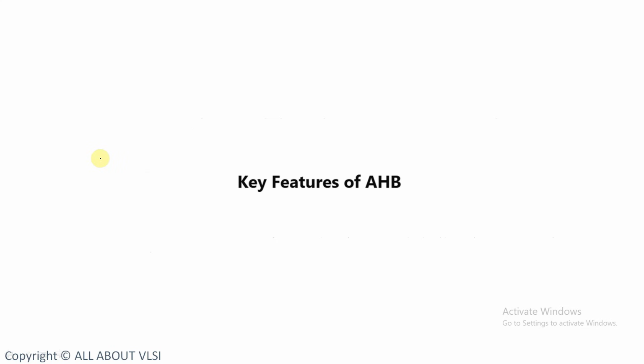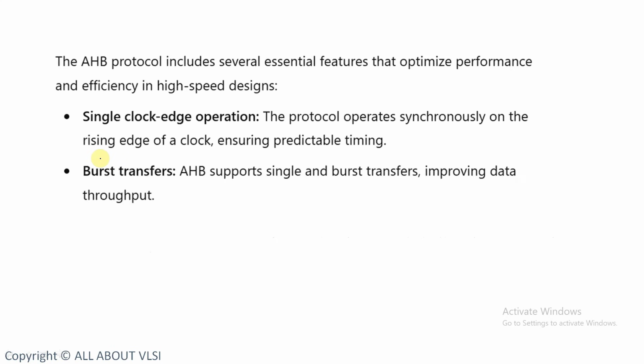Now, what are the key features of AHB? Basically the AHB protocol includes several essential features that optimize performance and efficiency in high speed designs. So what is the first feature we have? Well, that is single clock edge operation, and the second one is burst transfers. Burst transfers is a very important topic that we are going to discuss.